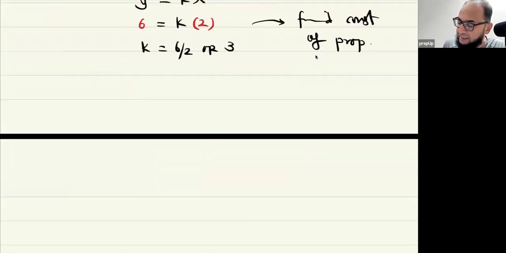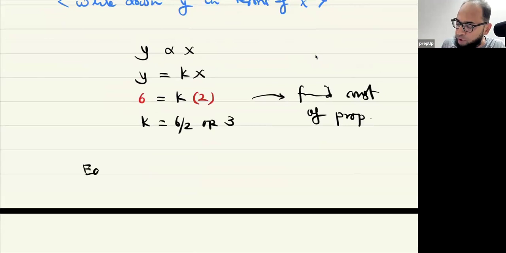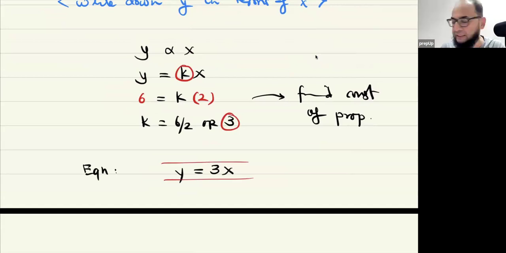Therefore, what is the equation? Therefore, the equation that relates the two is y equals 3x. I have placed 3 in place of k. So this is the equation that relates the two. That is a simple example.